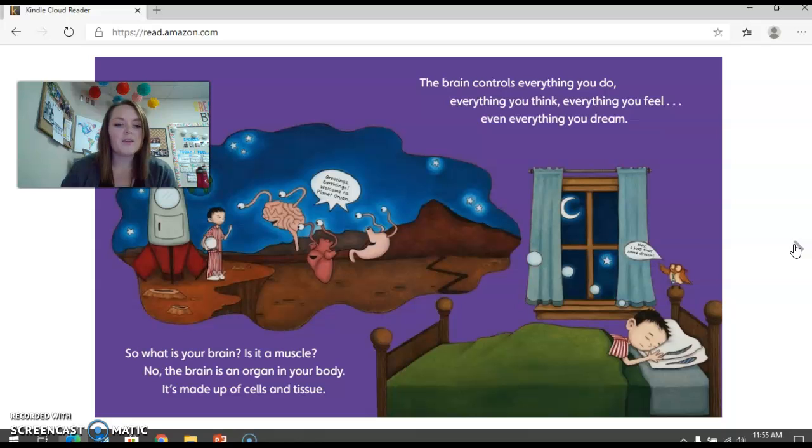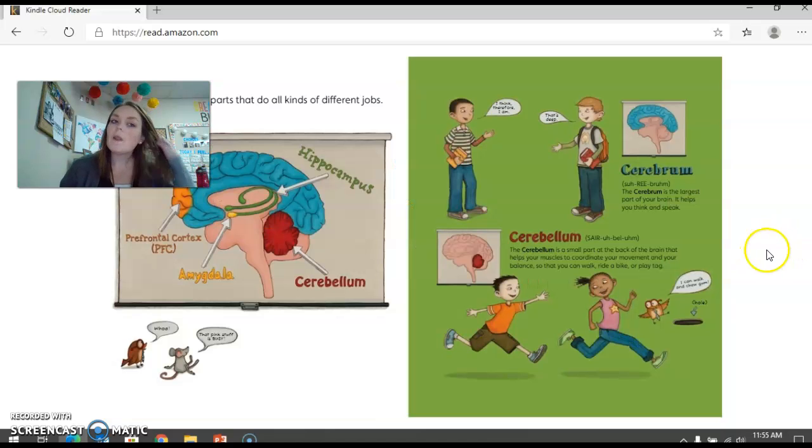So, what's in your brain? Is it a muscle? No, the brain is an organ in your body. It's made up of cells and tissues. The brain controls everything you do, everything you think, everything you feel, and even everything you dream. The brain has many parts that do all kinds of different things.